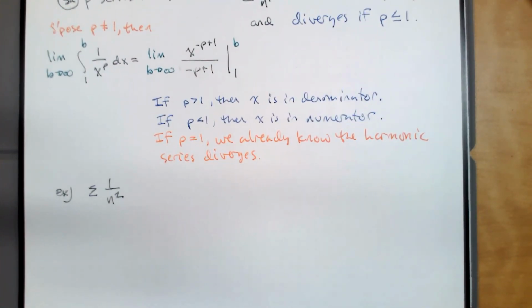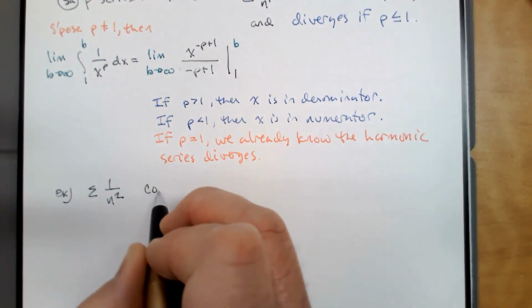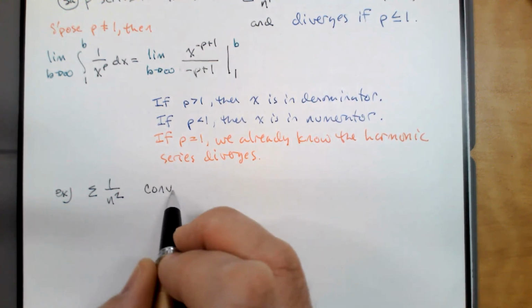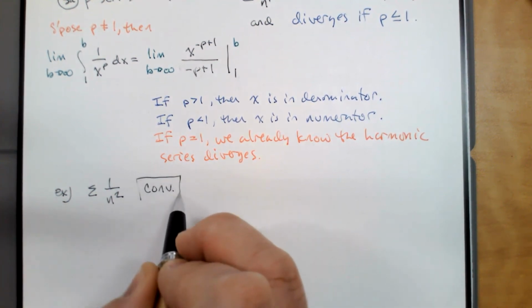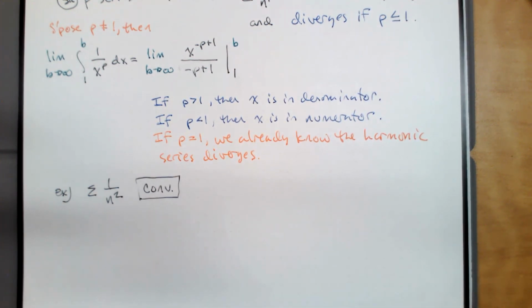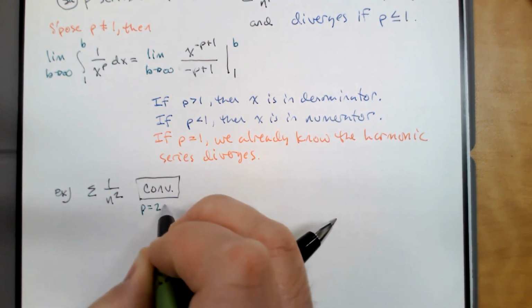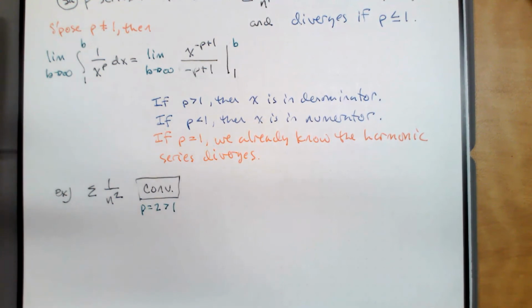So the series 1 over n squared, converge or diverge? Here, p is equal to 2, so this one converges. We have a p series and p is equal to 2. P is greater than 1.